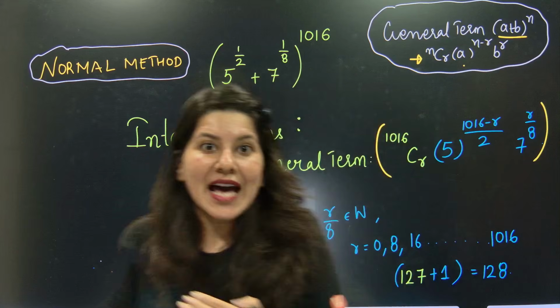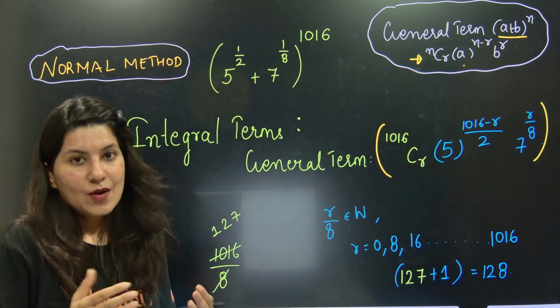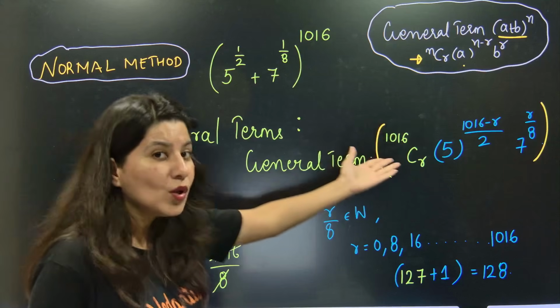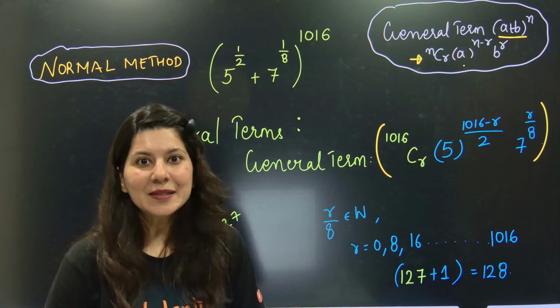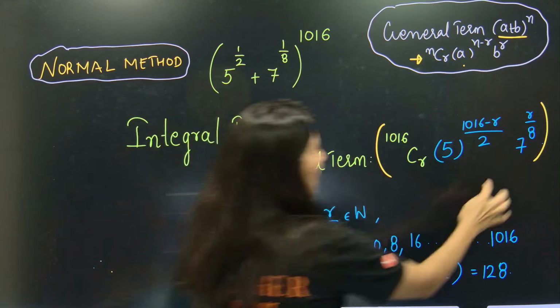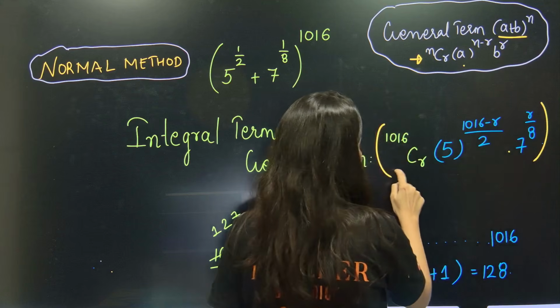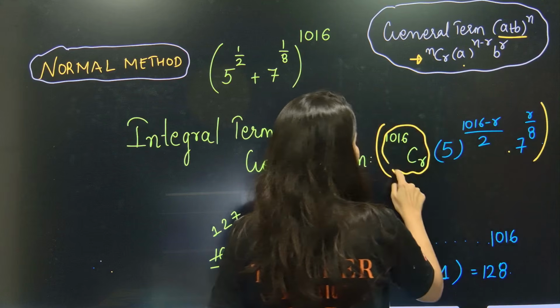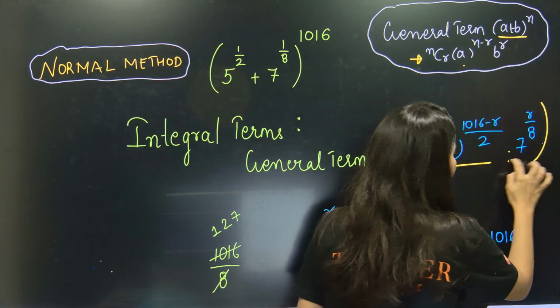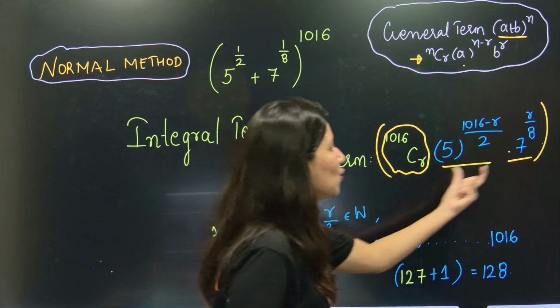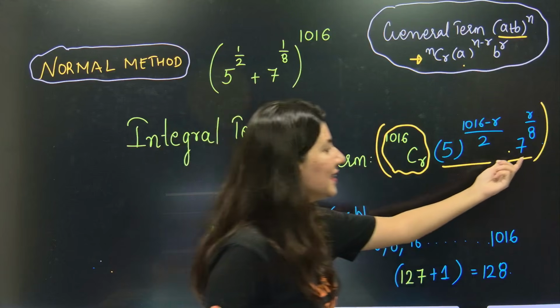As many values of r as there are which make this whole thing integral, that many terms will be integral terms. So now we will attack this part. See, there are three parts. This is always integral. nCr is always an integer. So our job is to find at what values of r these two other factors are also integers.